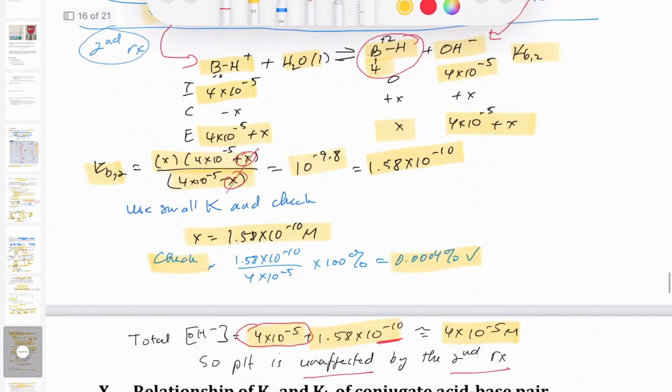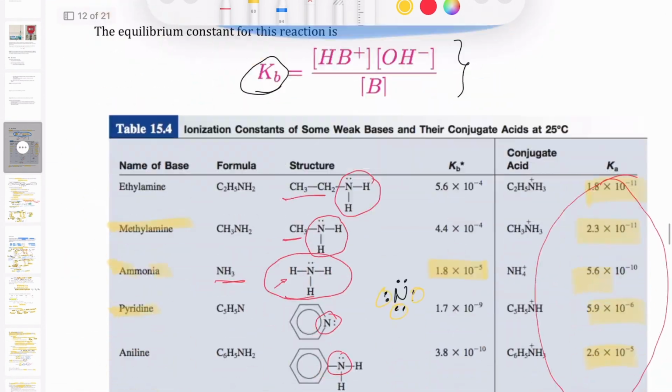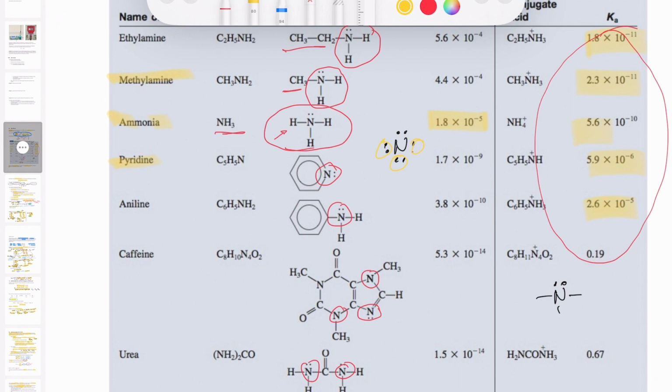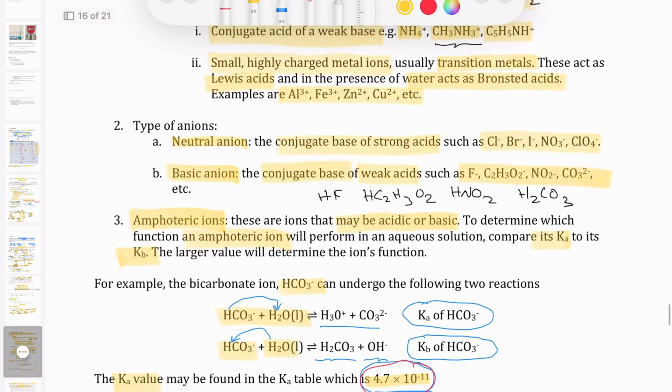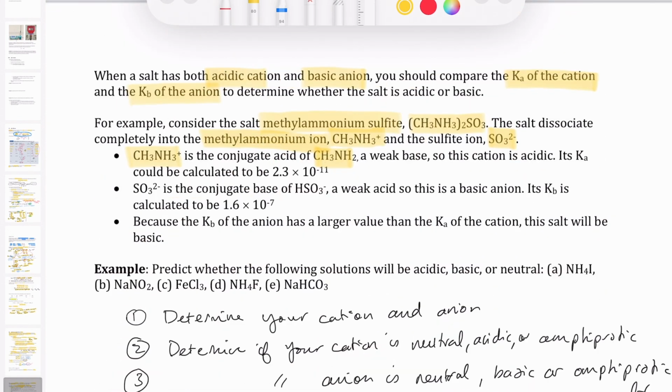And I want to emphasize again the importance of you recognizing some of these formulas from the weak bases. Remember, they're all derivatives of ammonia. Anytime you have an N there that's substituted, you really want to be able to recognize that they're weak bases. Okay, and then, of course, the conjugate acids of those weak bases. So in this case, methyl ammonium is the conjugate acid of methyl amine, which is a weak base. So this is an acidic cation, and you can calculate the Ka.